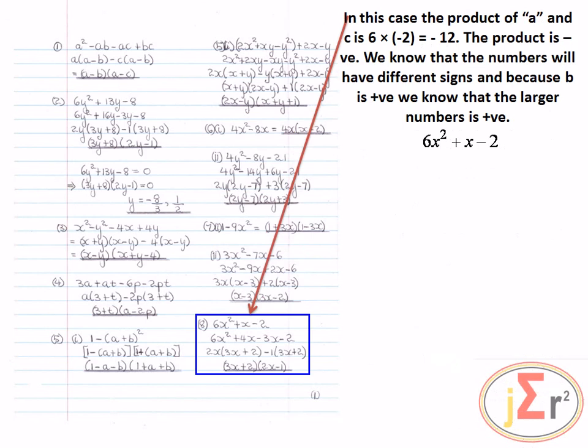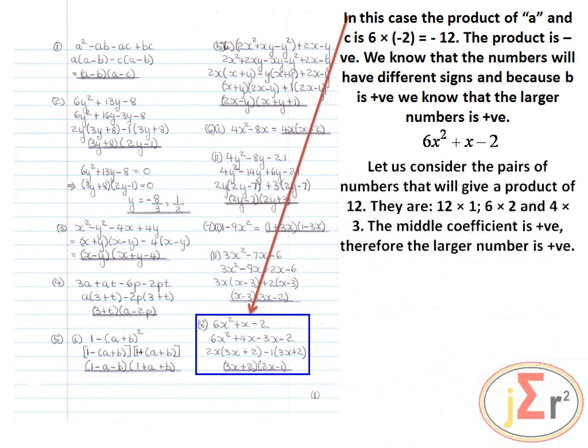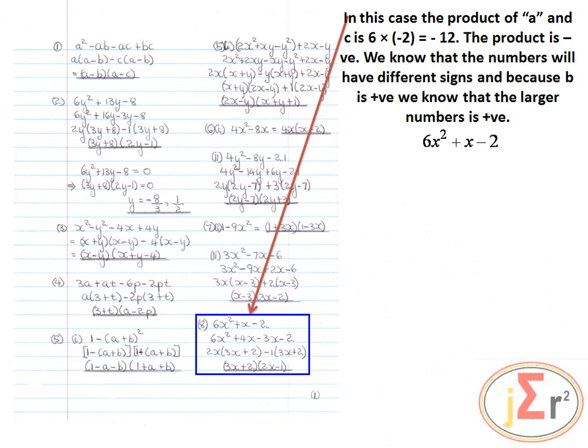Finally, we have another trinomial. We will finish up this section with that trinomial. In this case, the product of A and C is 6 times negative 2. That gives negative 12. The product is negative. When the product is negative, the two numbers have different signs. And B, which is the middle coefficient, is positive. That means of the two numbers that have different signs, the larger one is positive.